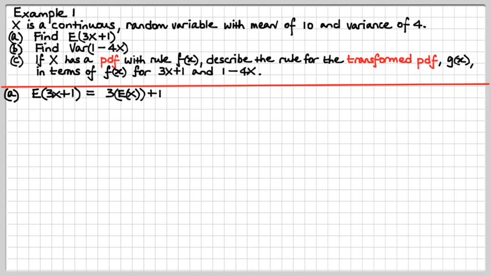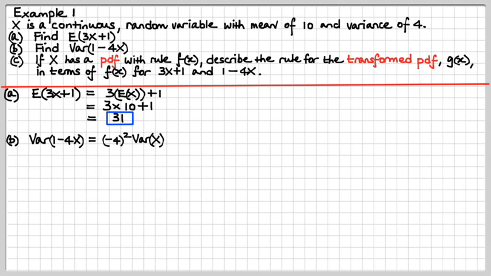There's A today, hooray. What do we got? Yes, that's the formula we came up with before. So the expected value of 3x plus 1 is just 3 times the expected value of x, plus 1. We know the expected value of x was 10. Okay, so just plug and chug. 3 times 10 plus 1 is 31. That's it, guys. That's as easy as anything, isn't it? So the second one, B.